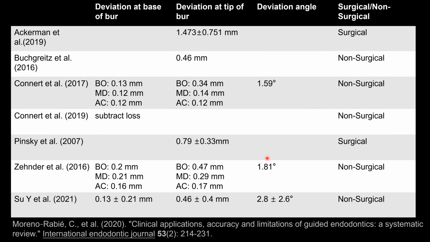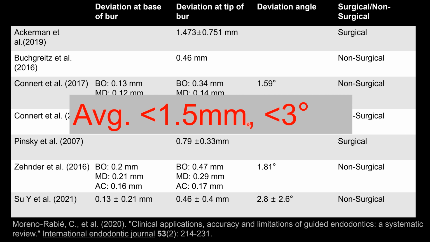There is plenty of research published in both the IEJ and the JOE talking about this. And after I reviewed all of it, I think for the static guide, the average deviation is less than 1.5 millimeter and less than 3 degrees in angular deviation.